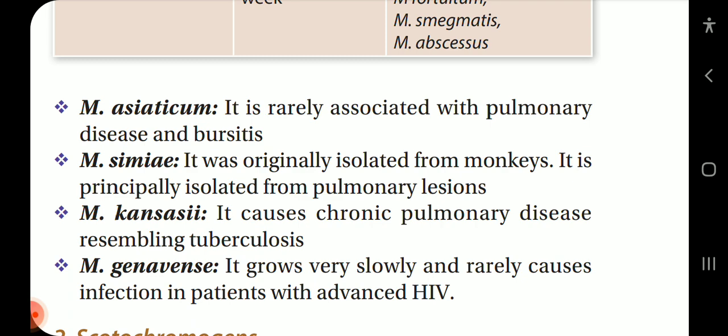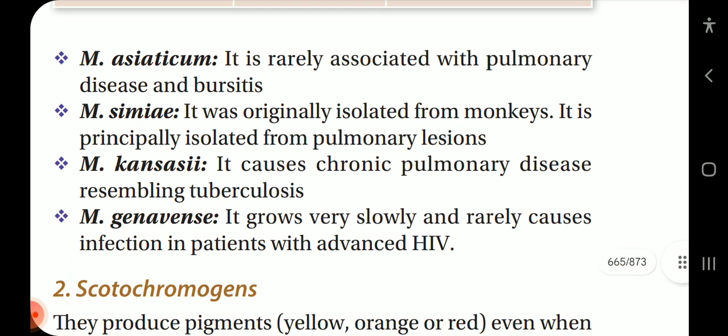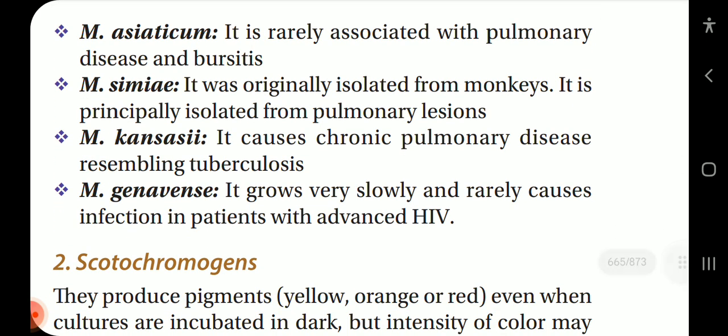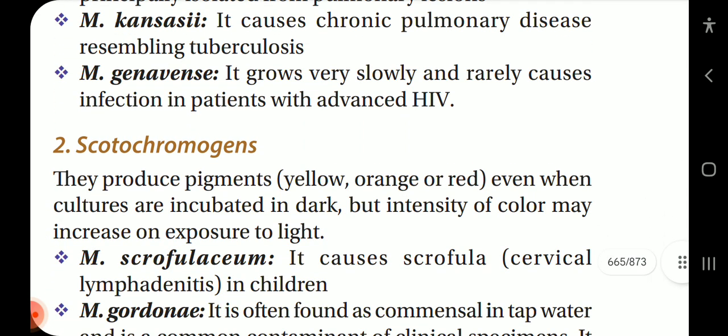M. simiae was originally isolated from monkeys. It is principally isolated from pulmonary lesions. M. kansasii causes chronic pulmonary disease resembling tuberculosis. M. genavense grows very slowly and rarely causes infection in patients with advanced HIV.